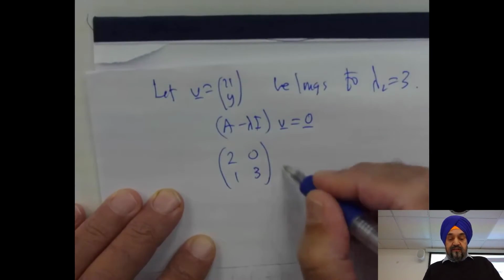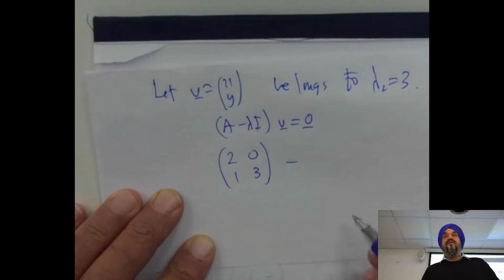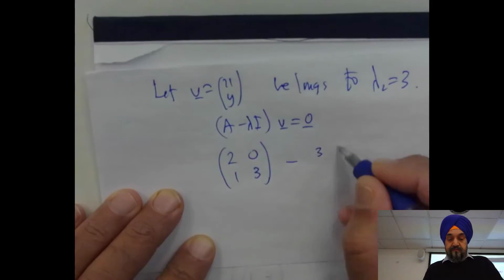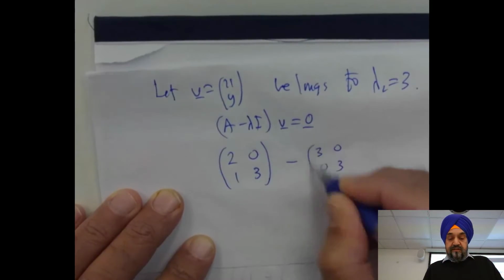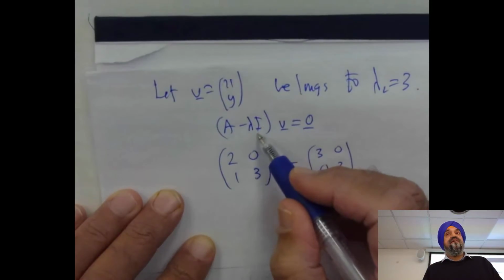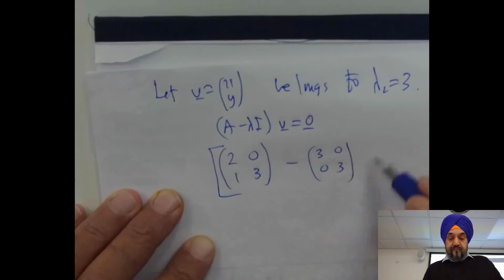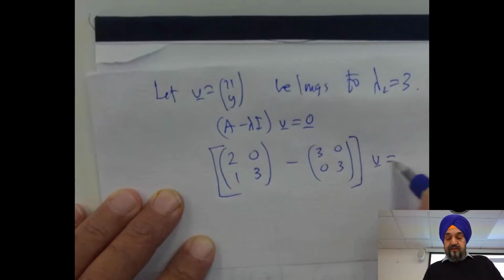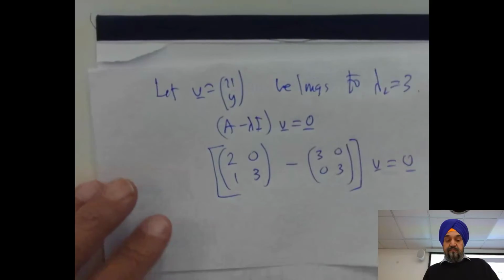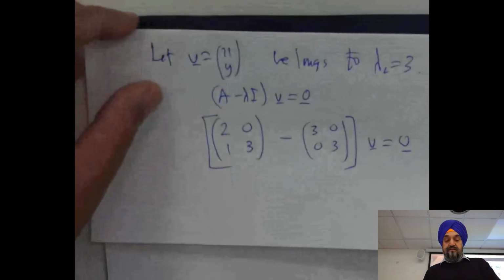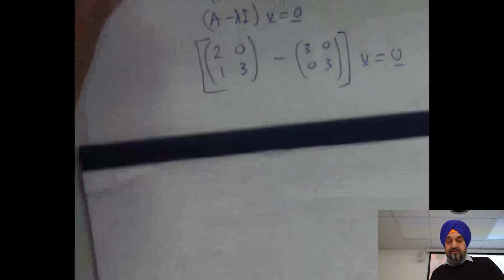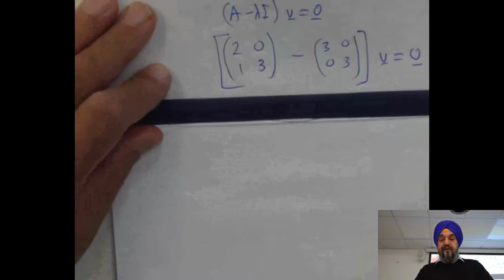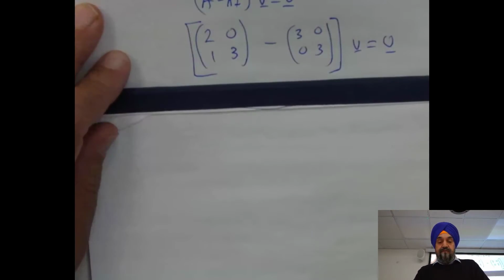Okay, so this time we have minus what? Minus 3, 0, 0, 3. Okay, you put I in there, and your V is equal to 0. You simplify that, what do we get? If we simplify this, the square brackets, you should be able to simplify that. What do we get?